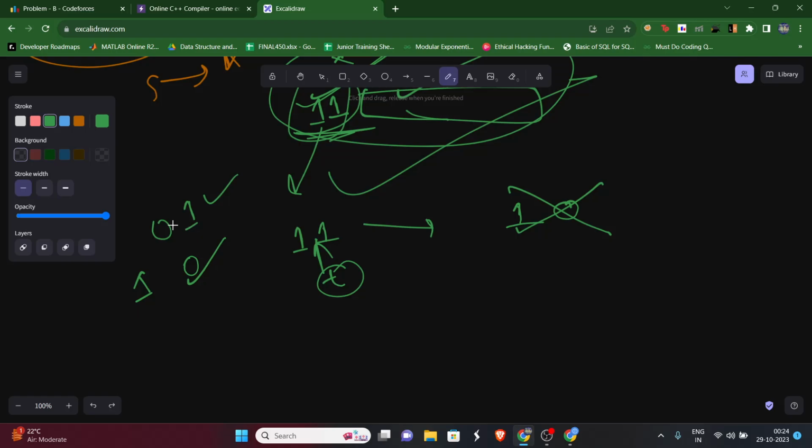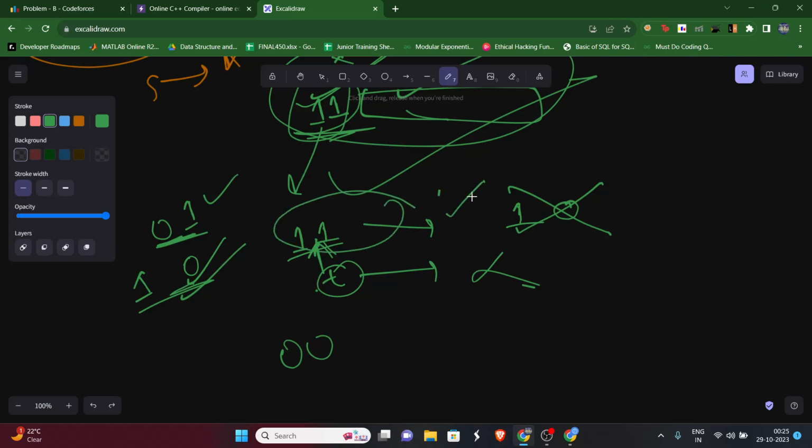Okay, so what I was saying is that if we have 0 1, then it's okay. If we have 1 0, then it's fine. But if we have 1 1, or if we have 0 0, then we'll have to insert t. But let's say t itself is not good. Then inserting t will make our overall string bad.